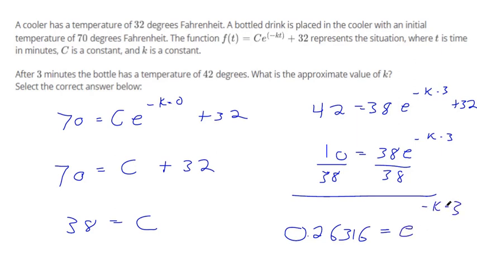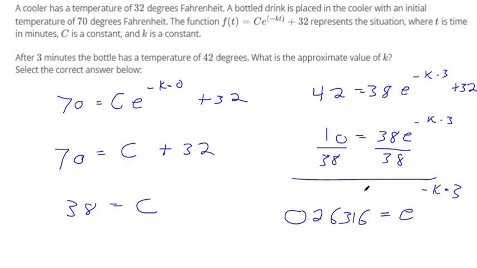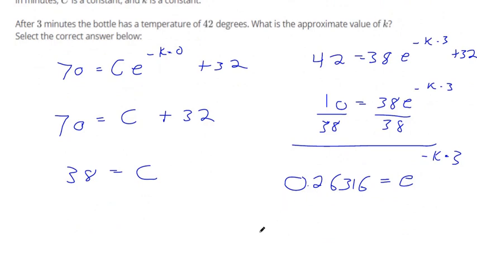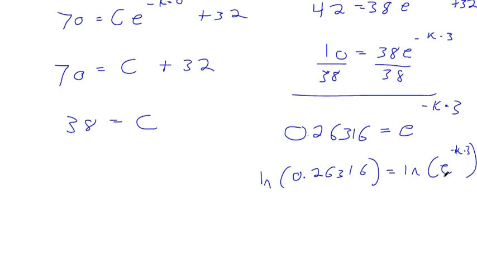Okay, and now that I have the base by itself, there's no constant out front, I can use a logarithm. I want to take a natural log to both sides. And the reason why I'm choosing a natural log and not some other base for the logarithm is because a natural log is an inverse of an exponential function base e, what we have over here. In other words, natural log of e just cancels out and makes negative 3k.